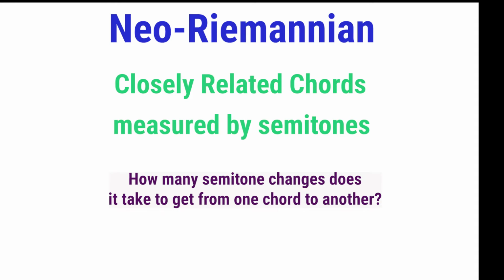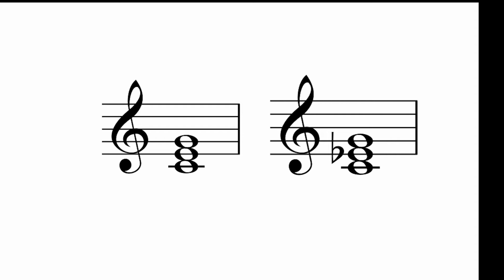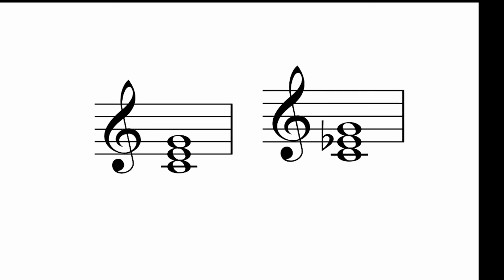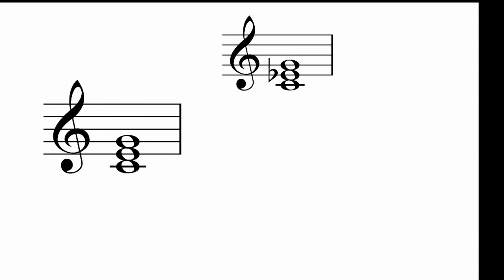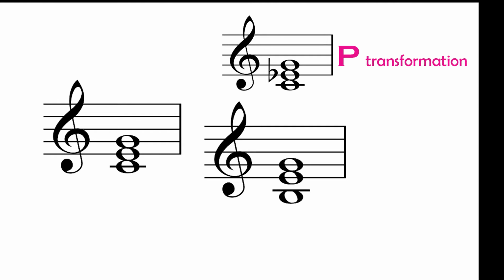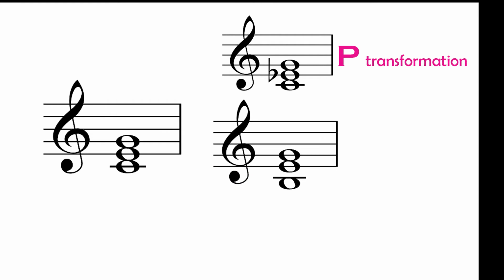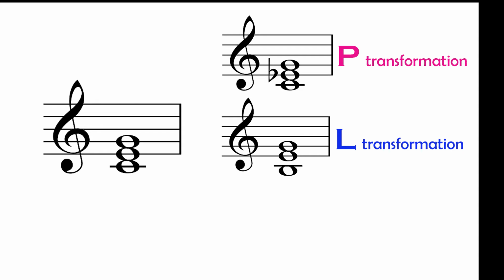In Neo-Riemannian theory, C major and C minor are very closely related. To get the second, you simply lower the third by a half step. We call this a P transformation. P stands for parallel. But we can also take the root and lower that a half step, and we get an E minor chord in second inversion. We call this an L transformation. L stands for leading tone because B is the leading tone to C.